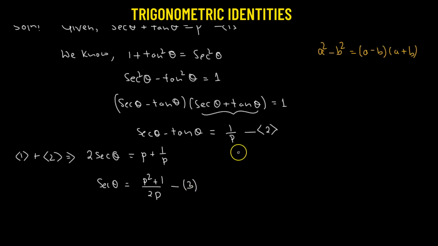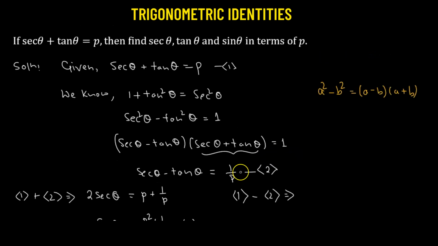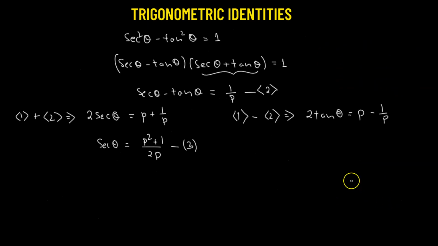Then we're going to consider equation number 1, and from it we subtract equation number 2. We have secant theta plus tangent theta on the left hand side of equation 1 and secant theta minus tangent theta on the left hand side of equation 2. Subtracting 2 from 1 gives us 2 times tangent theta, and on the right hand side we have p minus 1 over p. So tangent theta equals p squared minus 1 over 2p. Let this be equation number 4.